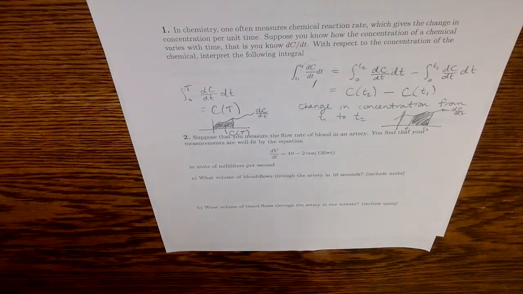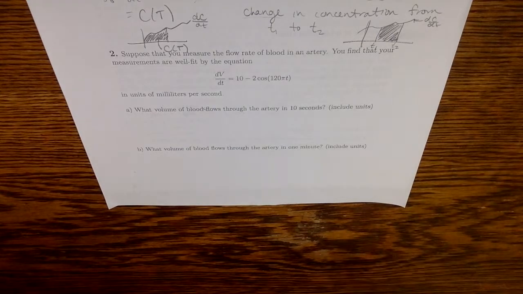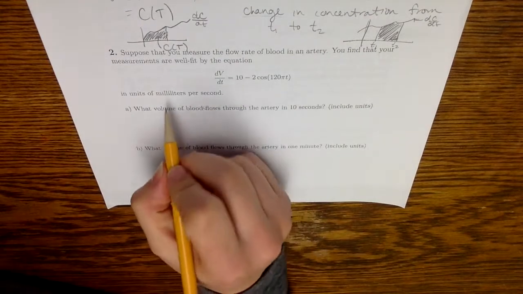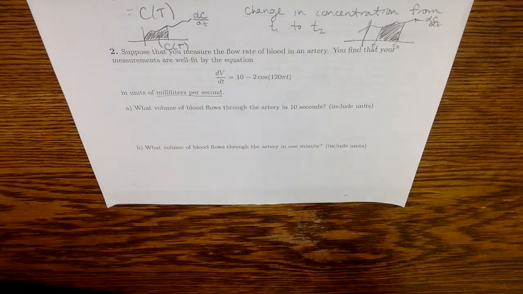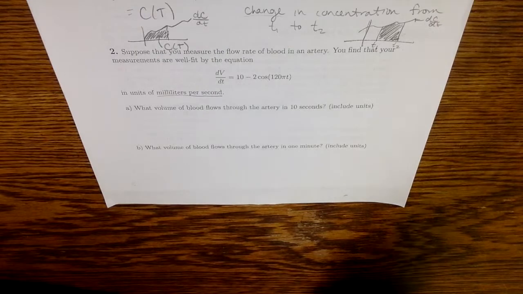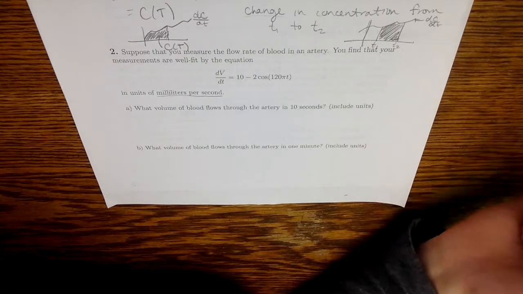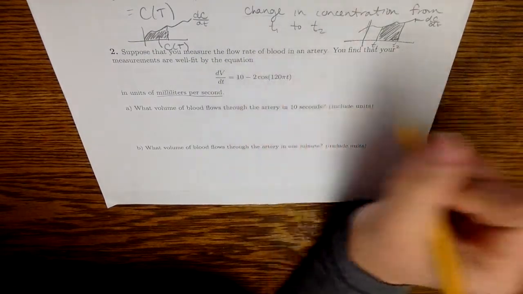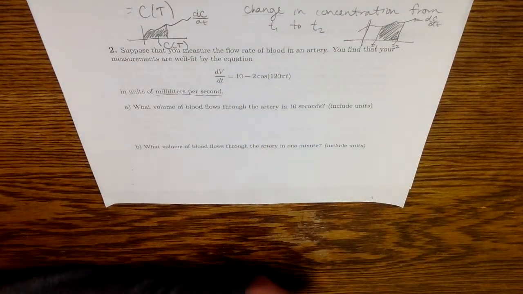Okay, problem 2 says, suppose that you measure the flow rate of blood in an artery. You find that your measurements are well fit by the equation dV/dt equals 10 minus 2 cosine of 120 pi t, in units of milliliters per second. So what volume of blood flows through the artery in 10 seconds? Again, we're going to integrate the flow rate of blood, dV/dt, to get the total volume.